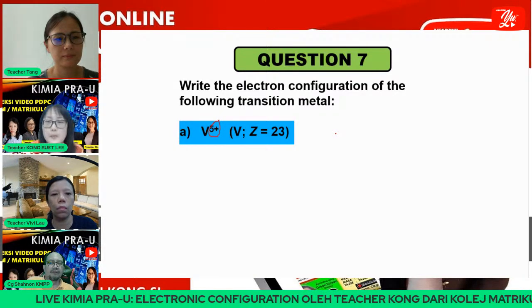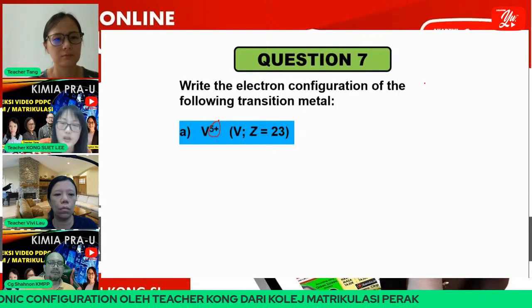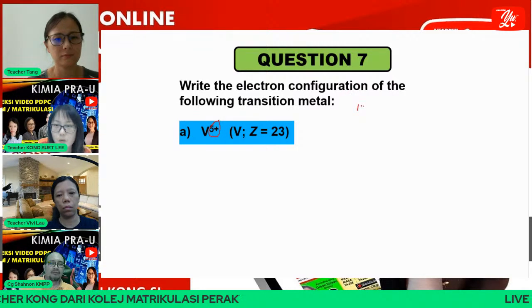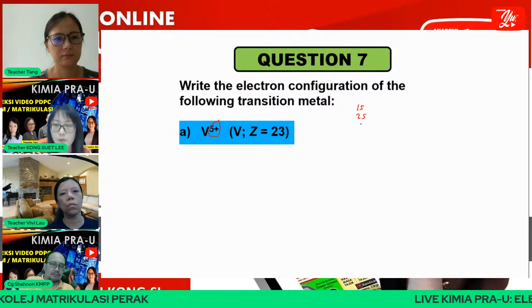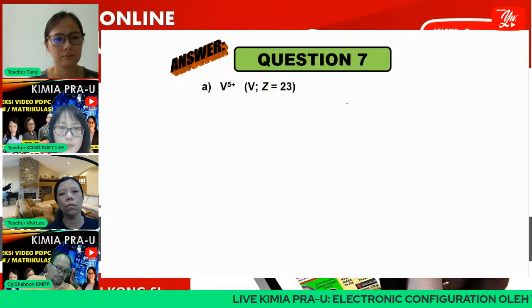You have to follow the Aufbau principle, the Pauli exclusion principle, and Hund's rule. If you're not familiar, as I said before, you must start with 1s, 2s, write down everything, follow the Aufbau order, and then arrange. So we straight away check the answer.